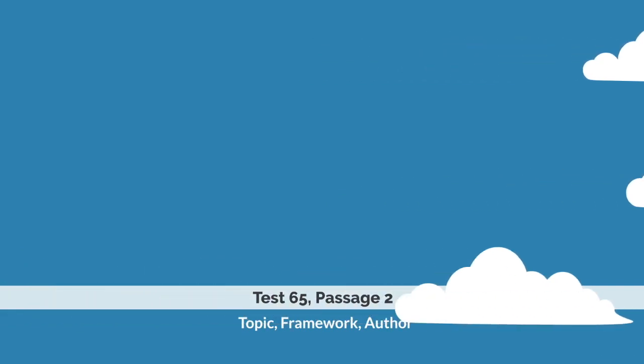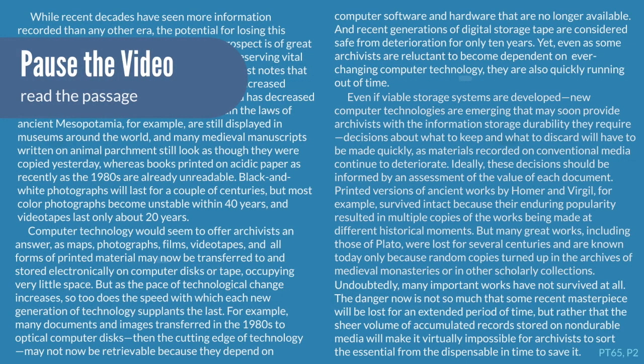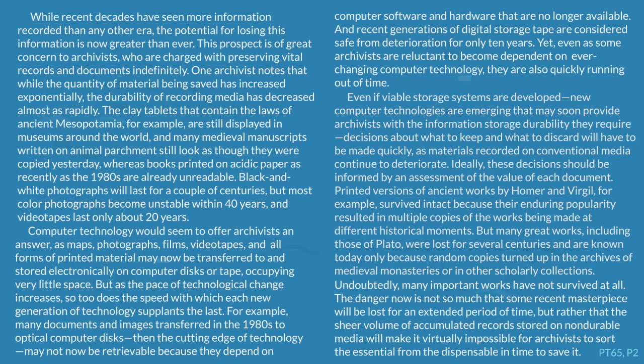You're reading passage 2 from test 65 and you got 3 jobs. What's the main topic? What's a good framework for organizing the passage? And what sentences sound like the author?